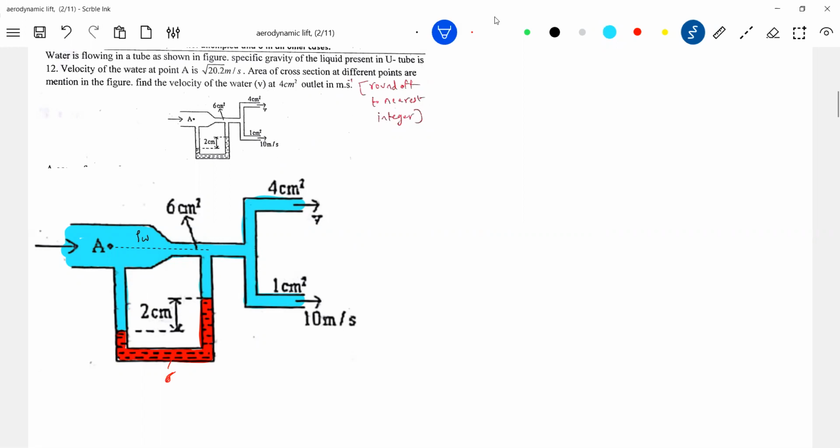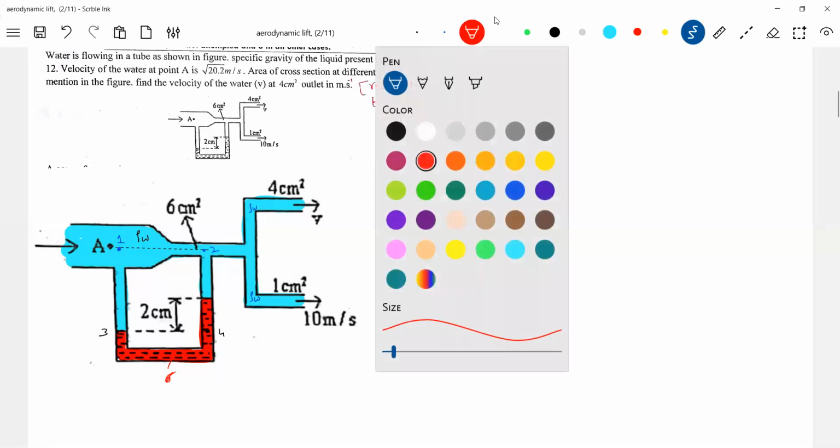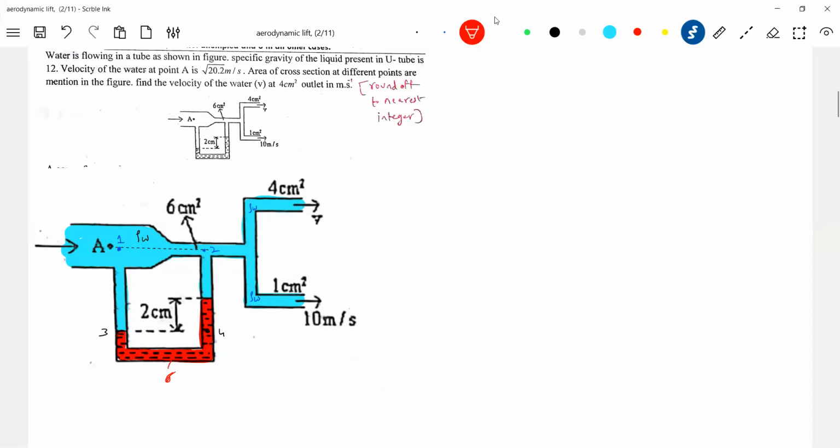Okay, there's water of density rho W flowing here. So we'll take some points for our reference: this is 1, this is 2, this is 3, this is 4. That dots I'll eliminate.